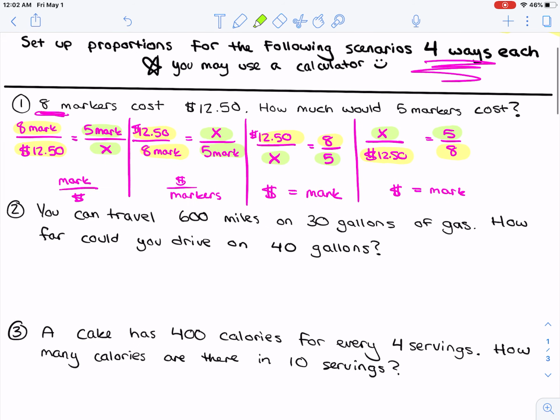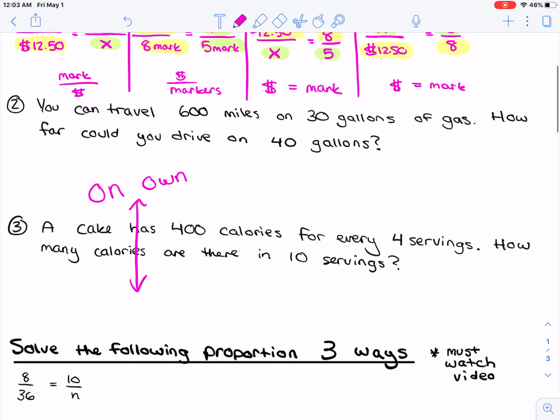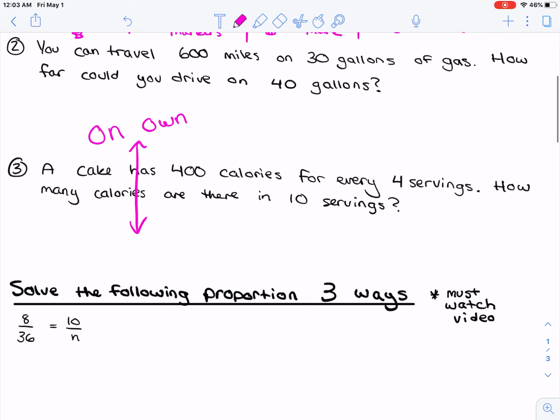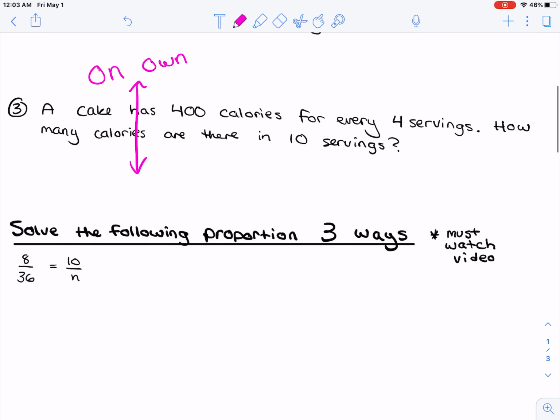So looking down at numbers 2 and 3, I'm going to have you guys do these ones on your own. Whoa, I'm not spelling anything right. On own. And when you turn this in, I will go ahead and check those 2 answers, okay? And there's more than 4 ways technically to write these, okay? So if you're not feeling confident, still keep it on your paper, and I will give it a check.